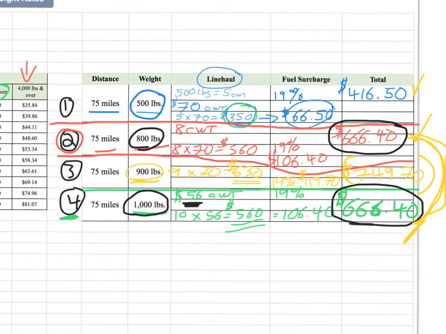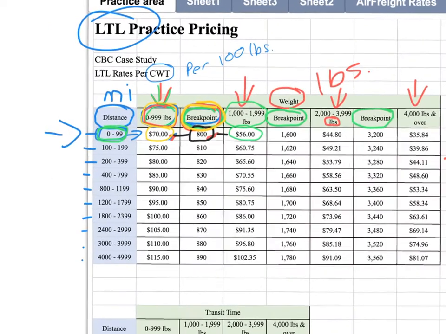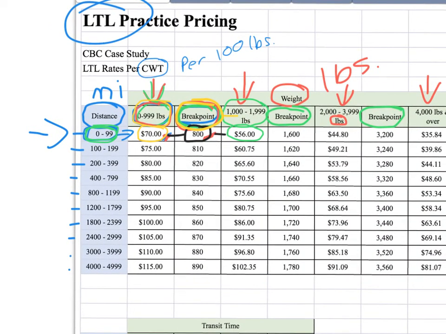So there's an example that once you're above that break point, let me zoom back over here, once you're above the weight of that break point, then you're better off to say, hey, carrier, I would like you to bill me 1,000 pounds at the next bracket at the reduced rate because it's going to be cheaper for me. Okay? That's all that a breakpoint does. It's important that you understand that when you're pricing so that you know when to move to the next bracket.